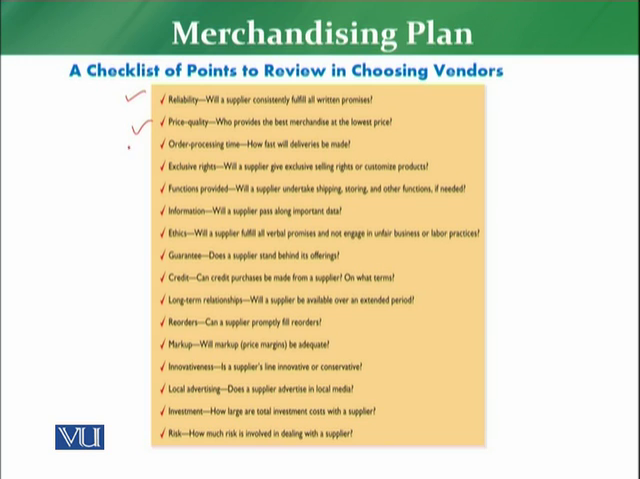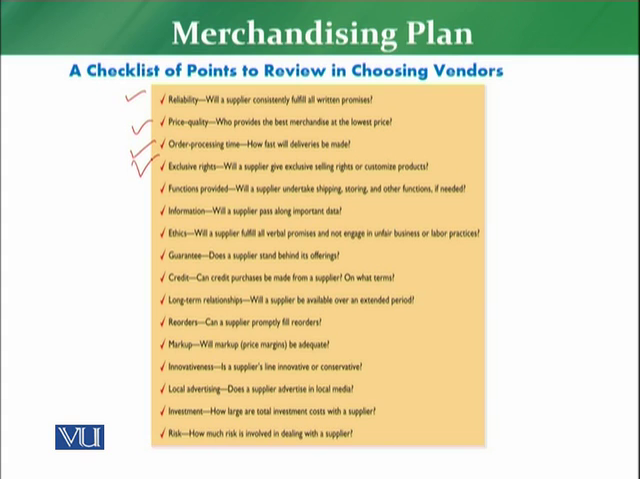Then order processing time, which is the third point in the checklist. How fast will the deliveries be made? If you order a particular product or service, how much time would it take the manufacturer, the source of supply or the vendor to deliver to your store? Because if there are empty shelves, your customer will be annoyed.